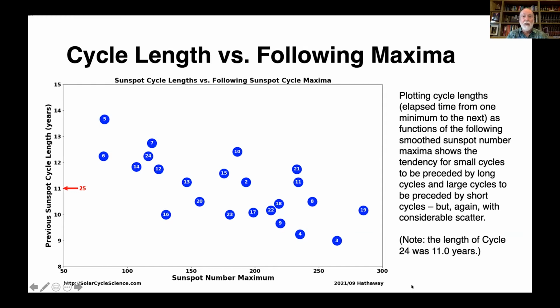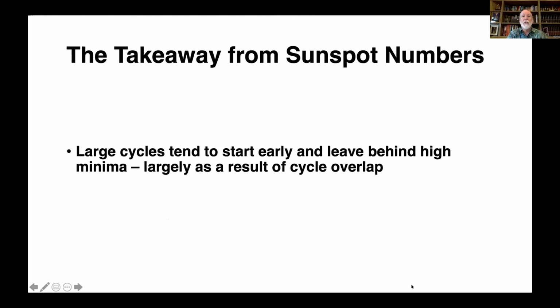So again, not a good predictor, but these two aspects reveal a key characteristic that we can take away from the sunspot number, and that is that large cycles tend to start early and leave behind high minima, and this is largely as a result of the cycle overlap.